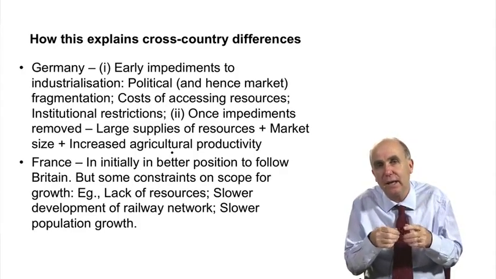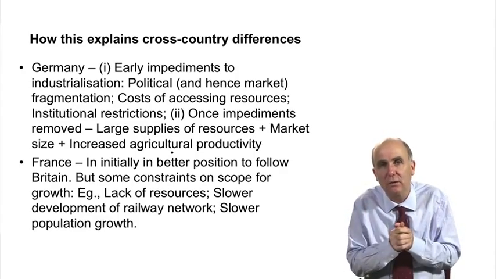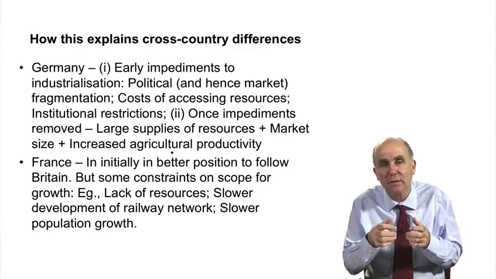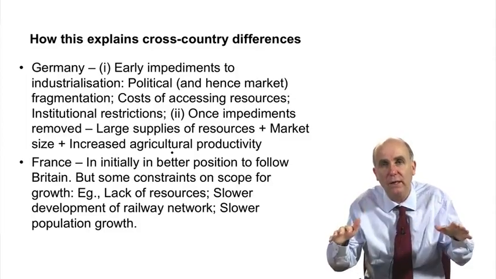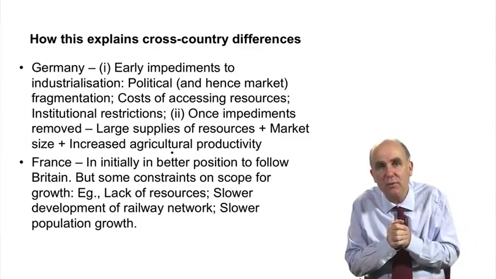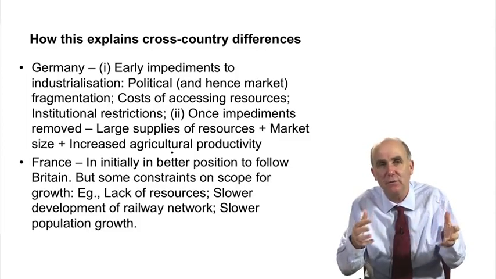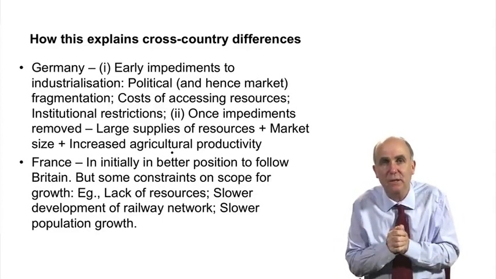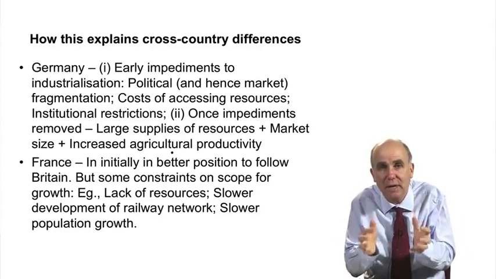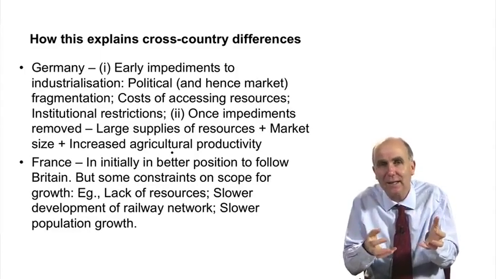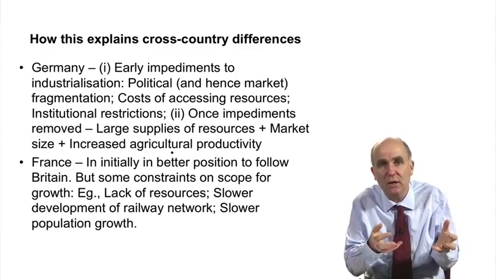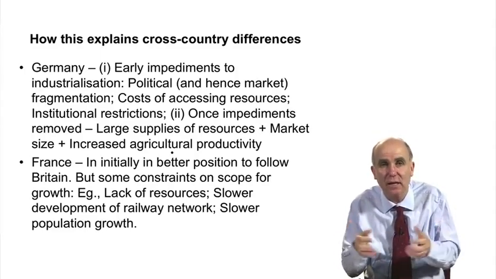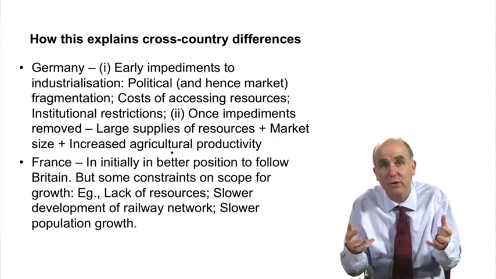Germany had extensive resources of coal and iron ore, but those tended to be located on its borders. And so it was only once Germany developed a sufficiently extensive rail network that those resources could be incorporated into industrialisation. But once those impediments are removed, Germany does have relatively large supplies of those resources. It does have a relatively large national market to which it can sell. And it is successfully expanding agricultural productivity.